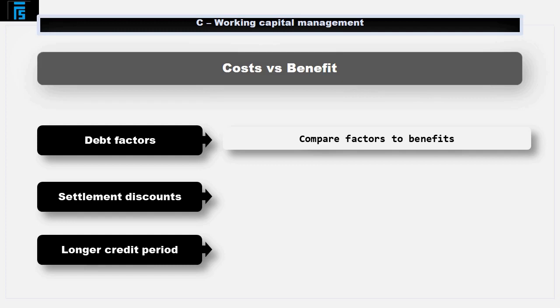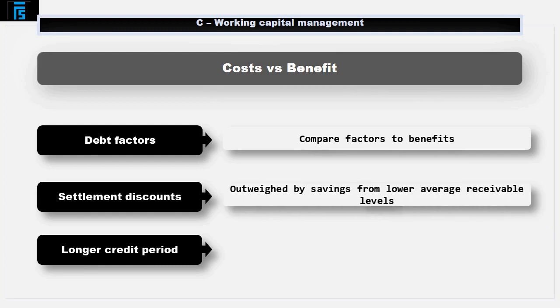A company offering a discount for early settlement is effectively giving away part of its profit. It should only do so if this is outweighed by the savings associated with lower average receivable levels. Increasing the credit period will mean that more money is tied up in receivables and therefore increased financing costs, as discussed in the working capital cycle presentation.